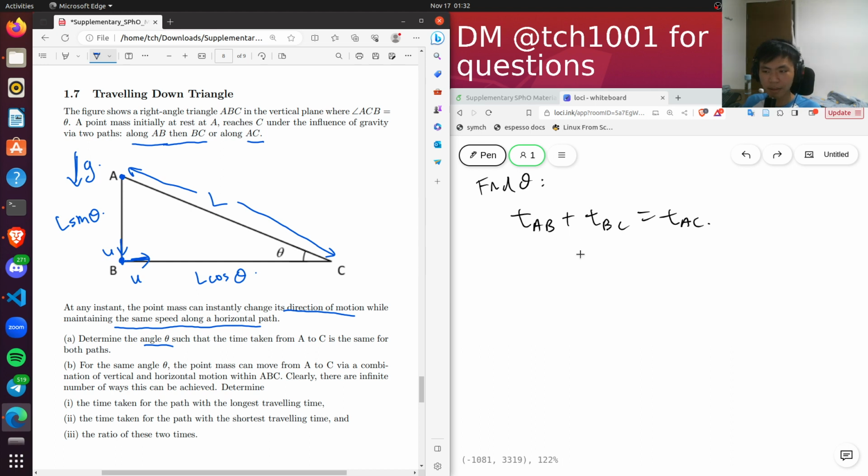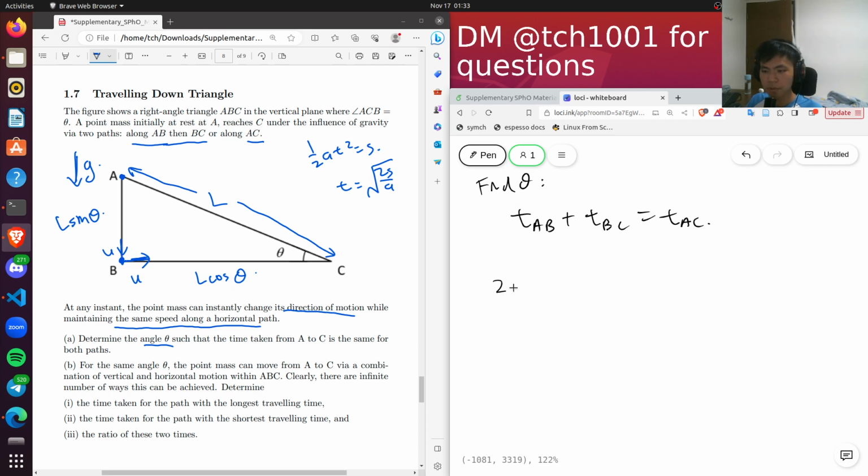And that's quite a standard problem, right? So we just have the standard half a t squared equals s. We rearrange to get t equals the square root of 2s over a. So over here TAB is just going to be equal to the square root of 2 L sine theta over g, L sine theta being the vertical height and g being the gravitational acceleration. So that is TAB.